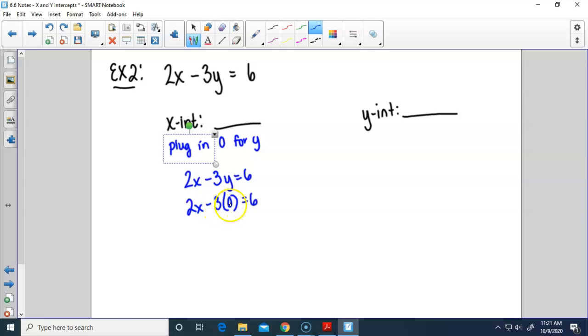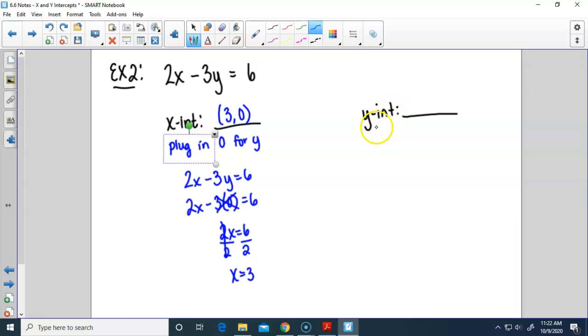And so 3 times 0 is just 0. This basically goes away, and we're left with 2x equals 6. Really simple equation to solve here. We just divide both sides by 2, so x equals 3. There's our x-intercept. When we write that as a coordinate, we're going to have (3, 0).